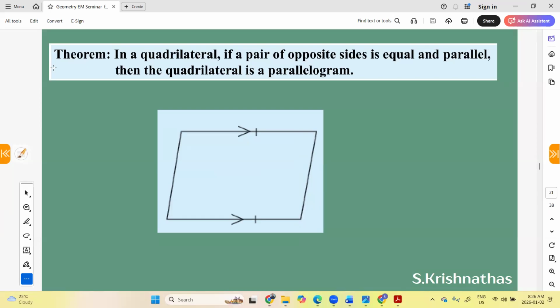So students, you have to do one of the exercises in your textbook. Find out whether it is a parallelogram or not.